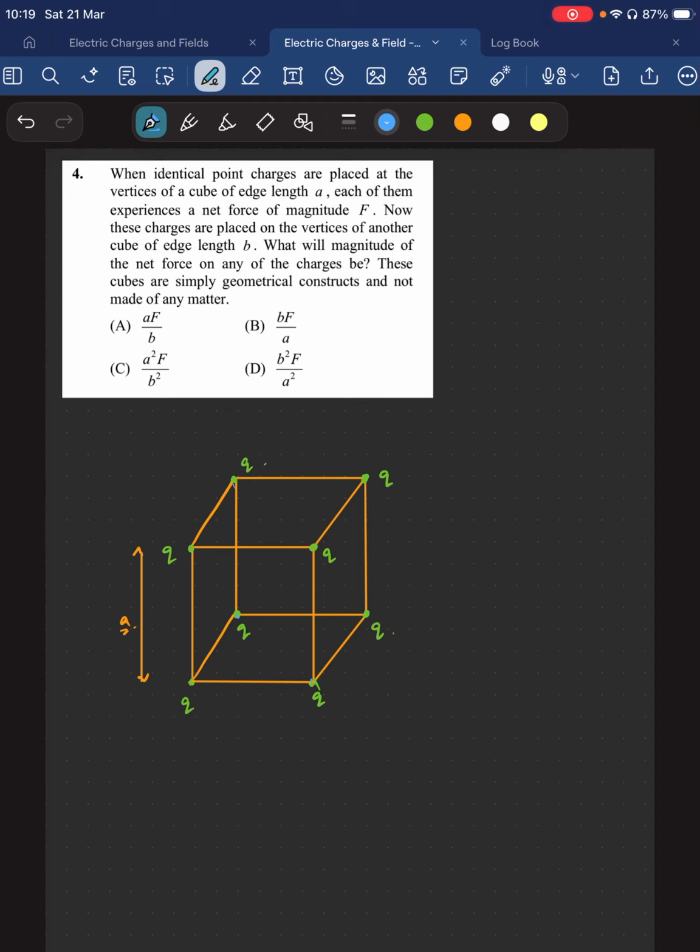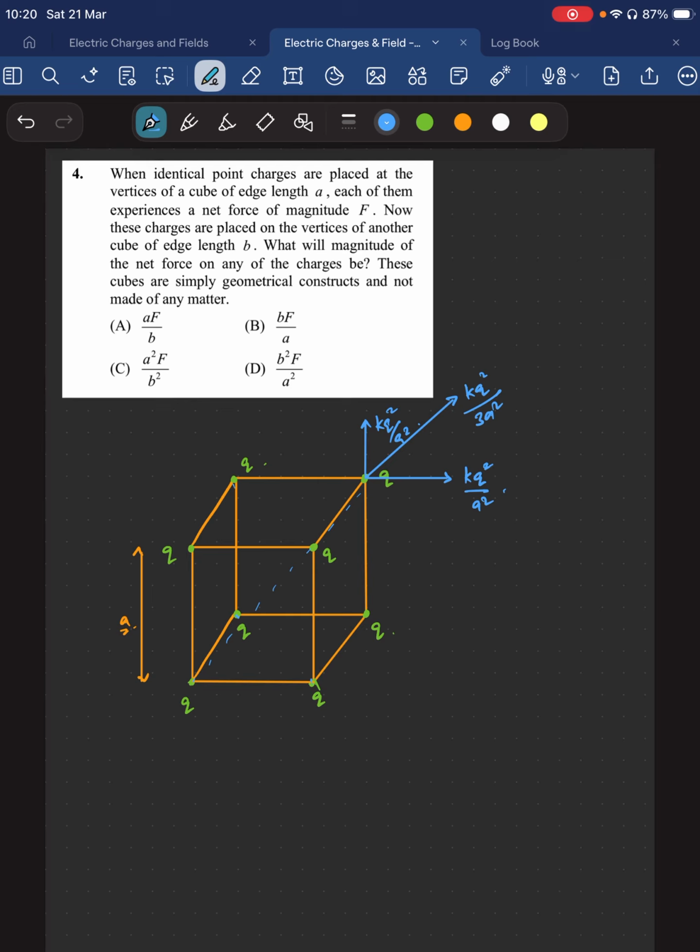So we realize that if I consider any charge Q, for example, this charge Q, there are 7 forces acting on it due to the 7 point charges. Let me start listing down those forces and their values. The force due to this Q on this Q will be in this direction, and the value of that force will be equal to KQ squared by A squared. Similarly, I'll have a force due to this Q on this, acting in this direction, equal to KQ squared by A squared. Let me take now a force from the body diagonal. That force will be in this direction, and its value will be KQ squared by 3A squared.